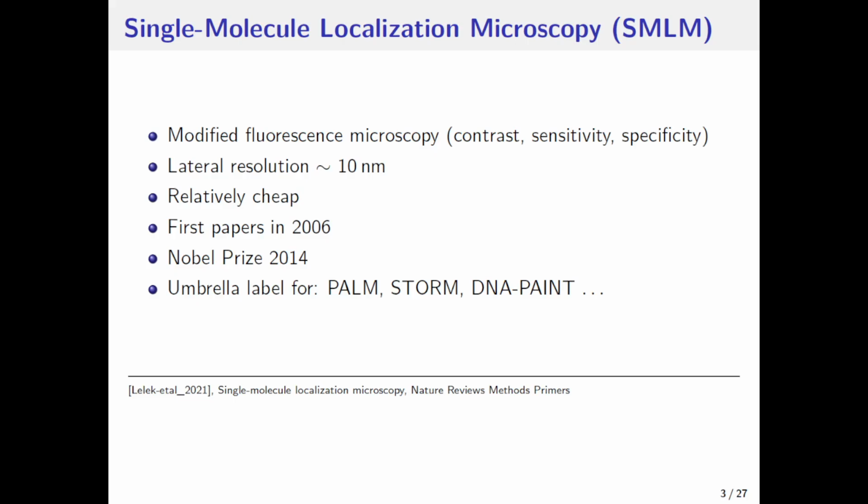The first papers appeared around 2006, and the method is somewhat popular due to the Nobel Prize that it received 8 years later. Nowadays, SMLM basically is a label for many methods such as PALM, F-PALM, STORM, dSTORM, and others.